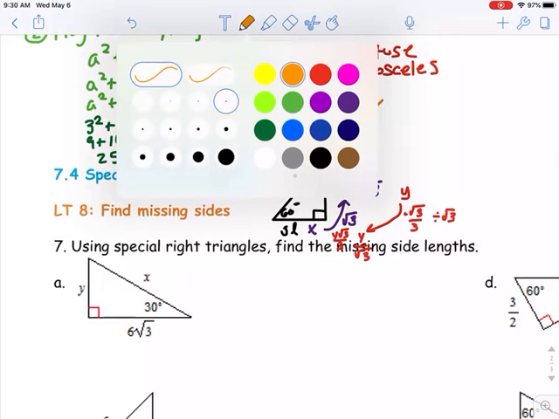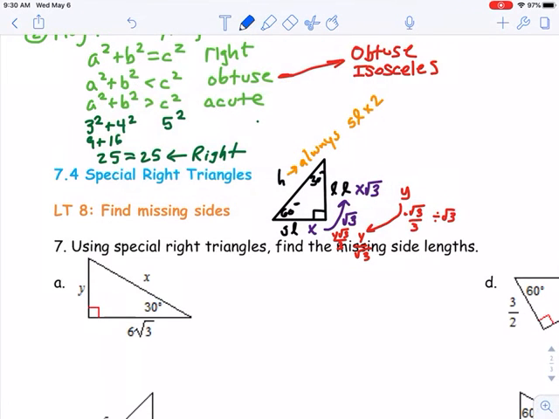Alright, so let's just focus on all the 30, 60, 90s first. Now on 30, 60, 90s, I like to say this, short leg ASAP. I want to get to the short leg ASAP, and then the last remaining side, whether it's a hypotenuse or long leg, it just kind of falls into place.